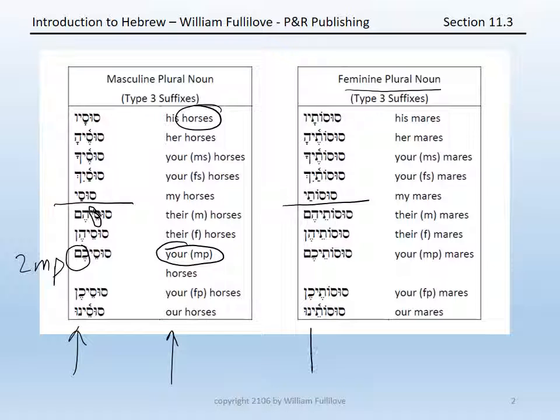Again, recognize that the suffix provides the possessive. If we have kaf, the second feminine singular suffix, then we have "your feminine singular." Because this is a feminine plural, susot, construct, we have "mares," the feminine, and then the plural of the noun.